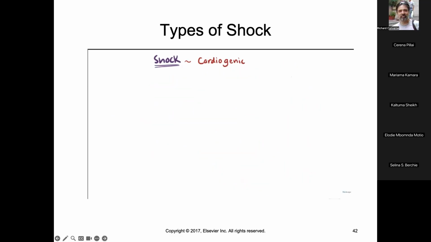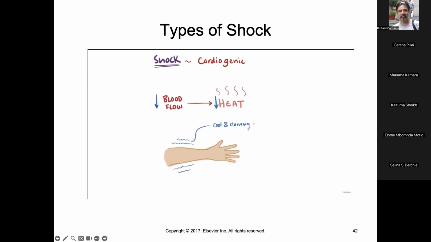Similarly to hypovolemic shock, a reduction in cardiac output leads to lowered blood flow, so the skin gets cool and clammy, and so cardiogenic shock is also considered a kind of cold shock.